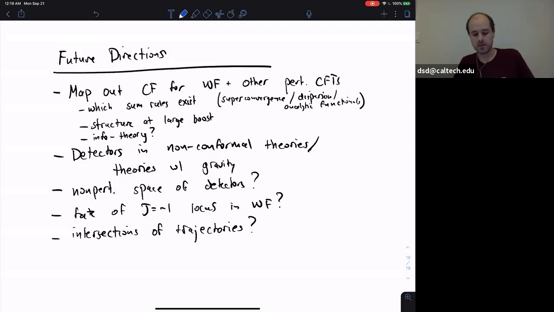In conformal field theories, the structure of the Schufraci plot is important for understanding physics at large boost. It's also relevant for understanding which sum rules exist. So maybe you got a taste of this from Dollymill's talk. The existence of these non-perturbative sum rules is closely tied to what is and isn't well defined in these kinds of light ray OPE kinematics. And so that's important to map out.